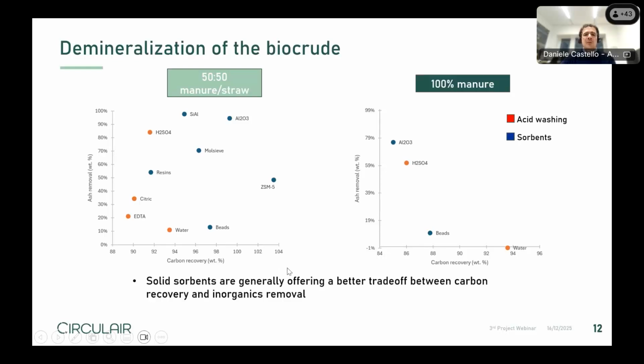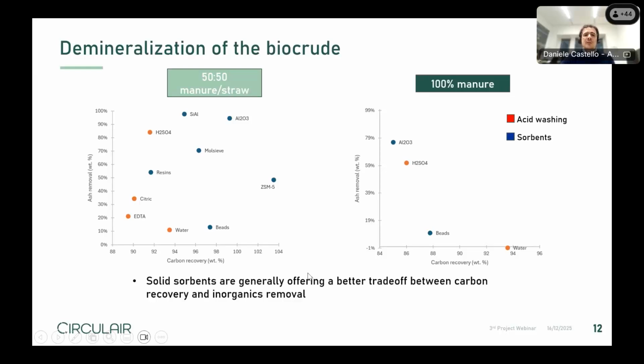Because one of the problems in this pretreatment is that, of course, once we expose the biocrudes to these procedures, we are losing some of the organic carbon, which is something we want to avoid. And we compared the different approaches in these terms, and we found that the treatment with sorbents is quite beneficial in terms of ash removal, and in most cases also can retain more carbon inside the biocrude.